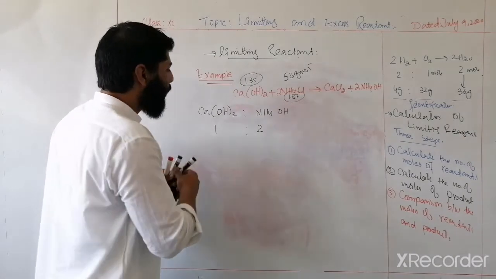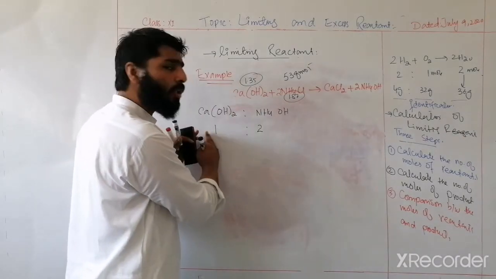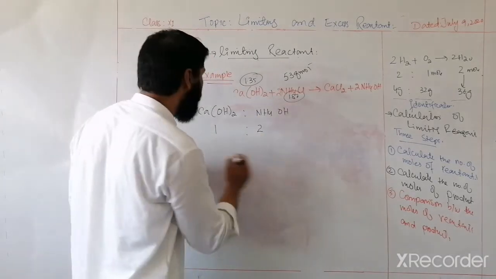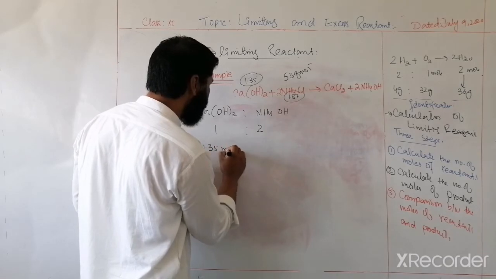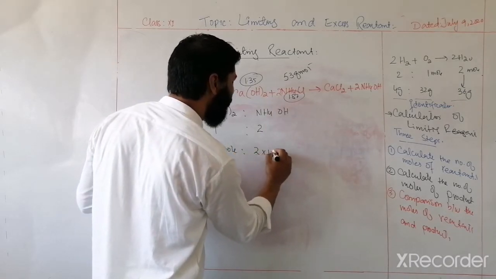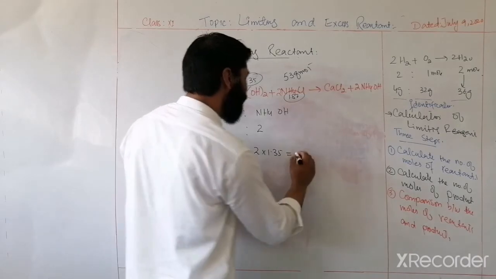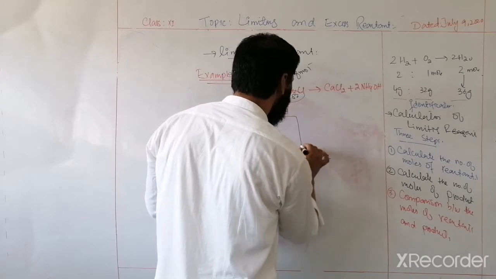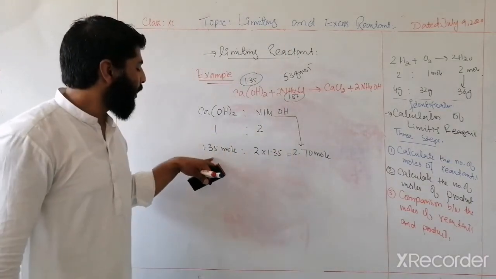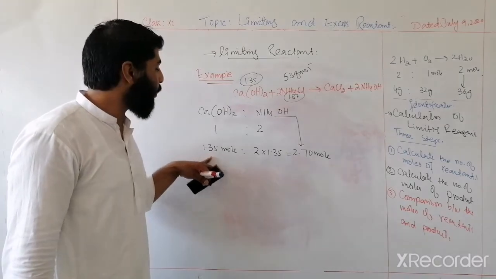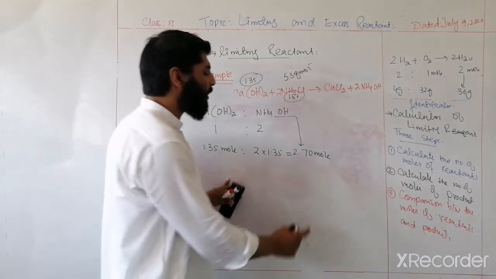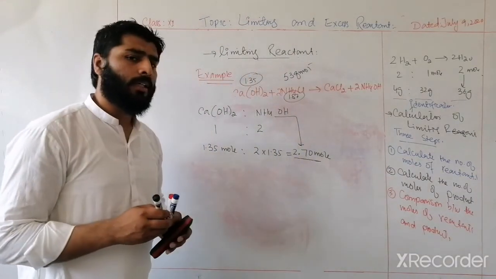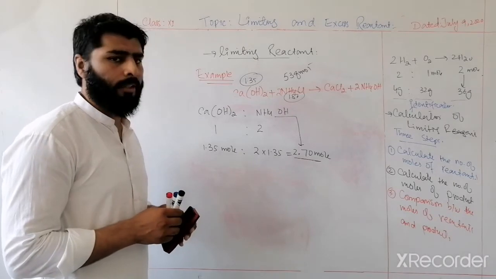So compare. According to the reaction, from 1 mole of calcium hydroxide, 2 moles of ammonium hydroxide will be produced. And from 1.35 moles, there will be 2 into 1.35 moles, which is equal to 2.70 moles. So we can say that from 1.35 moles of calcium hydroxide, there will be the production of 2.70 moles of ammonium hydroxide.